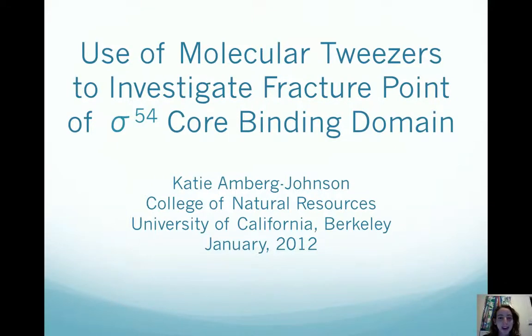Hi, my name is Katie Amberg-Johnson, and this year I'm writing my undergraduate thesis on this project. It's the use of molecular tweezers to investigate a fracture point of sigma 54 core binding domain.